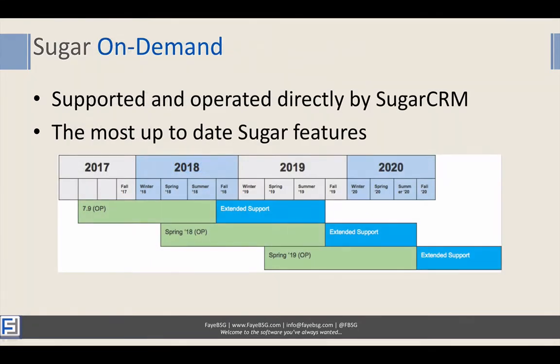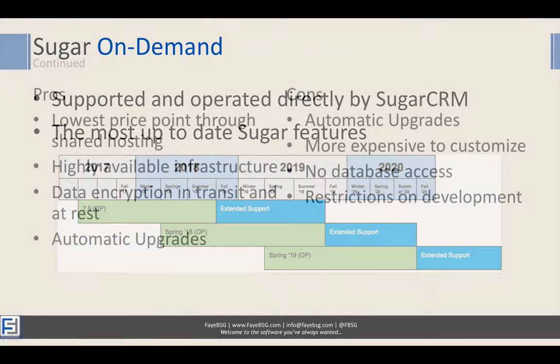Sugar on Demand is supported and operated directly by Sugar on the Sugar CRM hosted environment. While it provides the most up-to-date Sugar features, starting in the fall of 2017, Sugar is moving to quarterly releases, and every quarter from that point forward you will receive the latest updates for each of the Sugar CRM environments. Some of the pros and cons of hosting with Sugar on Demand is that the pricing is included as part of your Sugar CRM licenses.